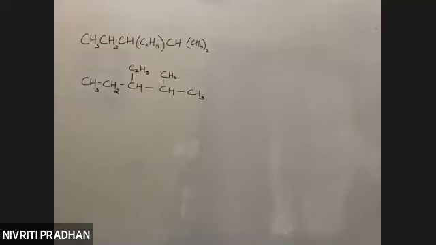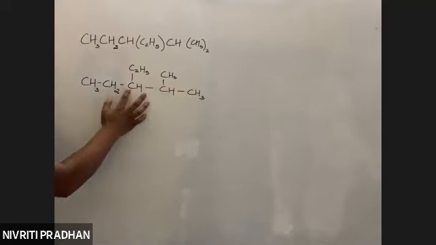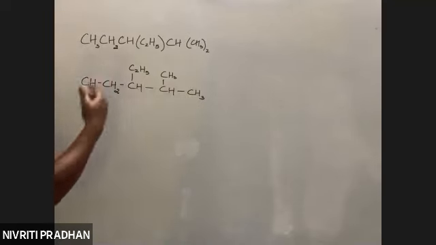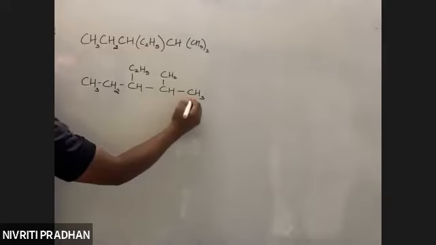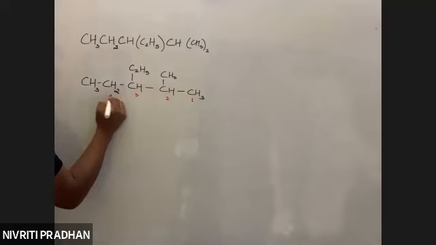If you follow the lowest sum rule, I think you should number from the right hand side because it will give you 2 plus 3, 5. If I start numbering from here, it will give you 3 plus 4, 7. So the correct way of numbering is this: 1, 2, 3, 4, 5.